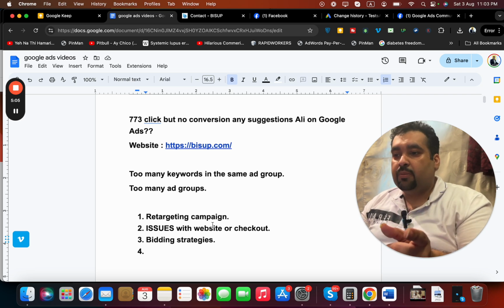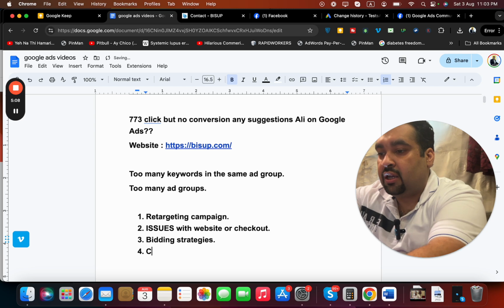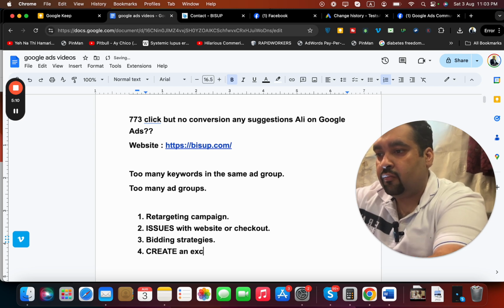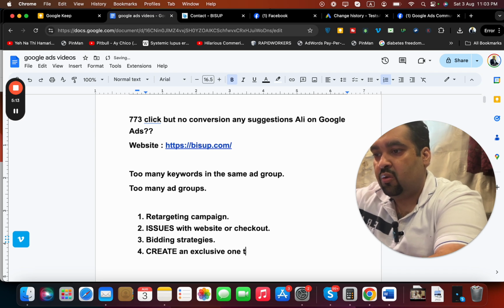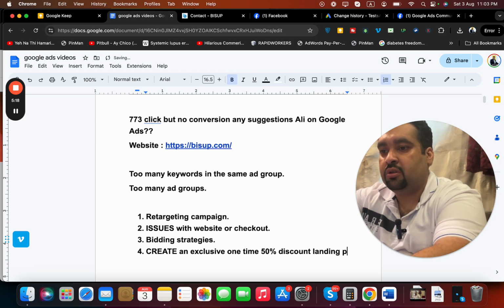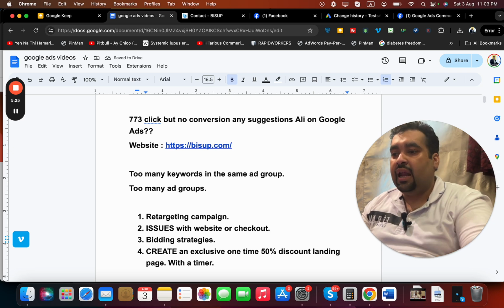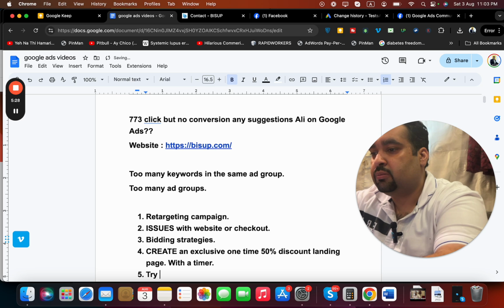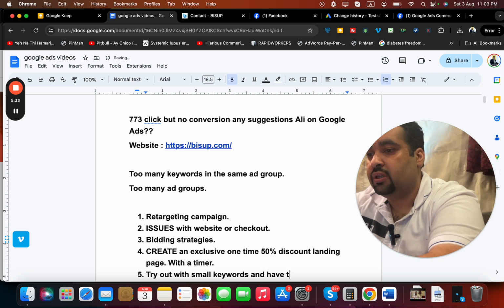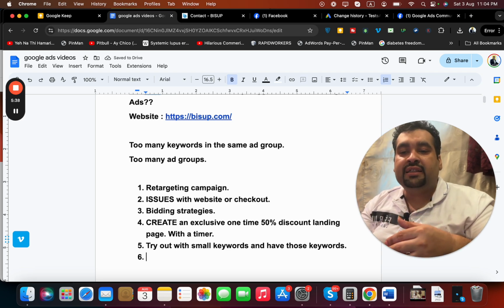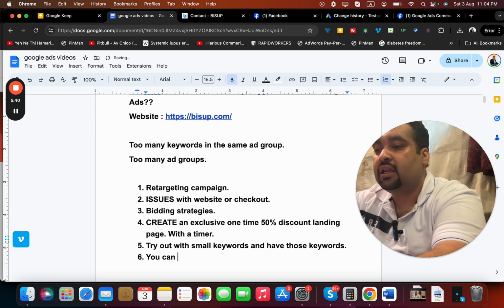Check for any issues with the website, work on your bidding strategy, and create an exclusive one-time 50% discount landing page with a timer, like: this deal will be eliminated if you do not sign up right now. Try this out with a small set of keywords and have those keywords in your landing page. If all keywords do not fit in a single landing page, you can have multiple landing pages.